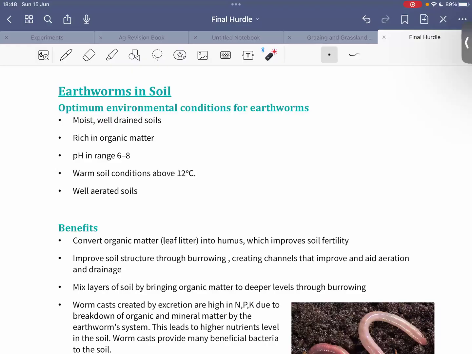Okay, so what conditions? This is a typical exam question. Give 3 factors or 3 soil conditions that Steve could do to improve his earthworm population in his soil. No, a farmer isn't going to go out picking earthworms from the ground and dump them on his land. No, that isn't going to happen.